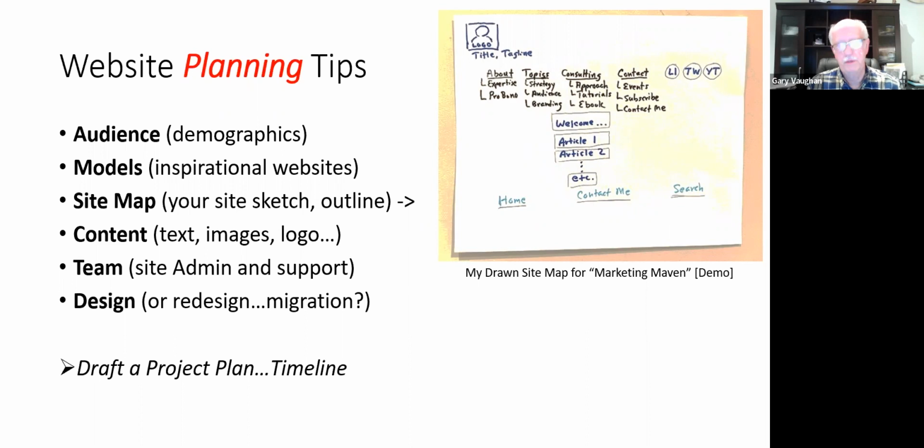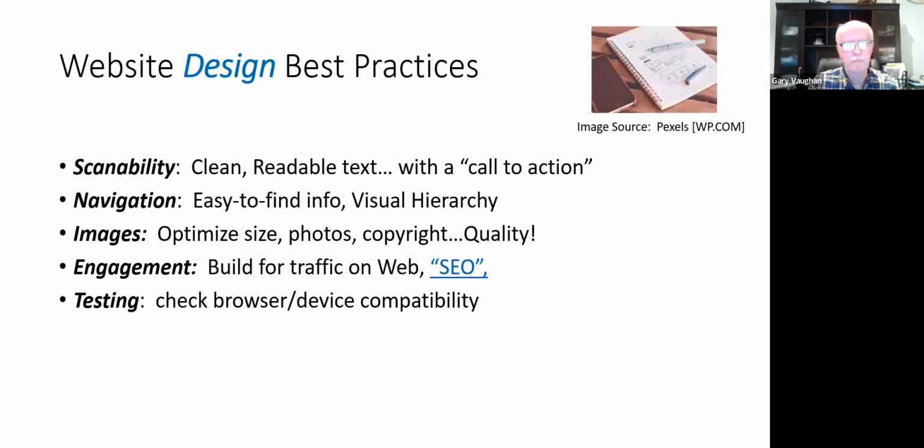And then in the middle here, sitemap, and this is the image. When you get to the point of actually wanting to design your site, the navigation, it doesn't necessarily take a PowerPoint or a Word document. You can literally just sketch it on a sheet of paper. And that's what I've done here. This is the site sketch or outline for my Marketing Mavens site, which we're going to demo later on. And then put all of this in a project plan, a timeline as to how you're going to accomplish it. So what are some design best practices?